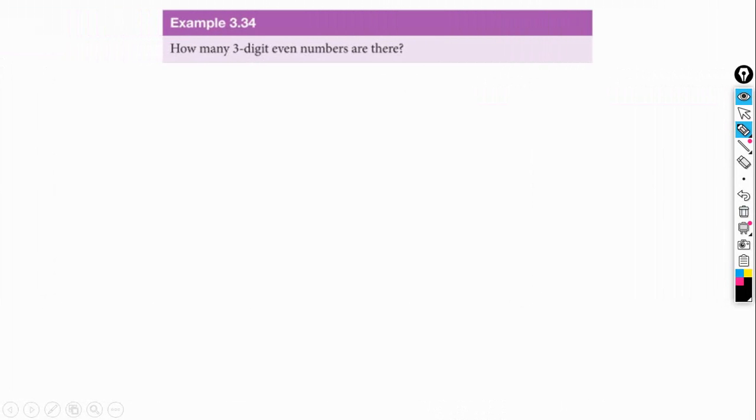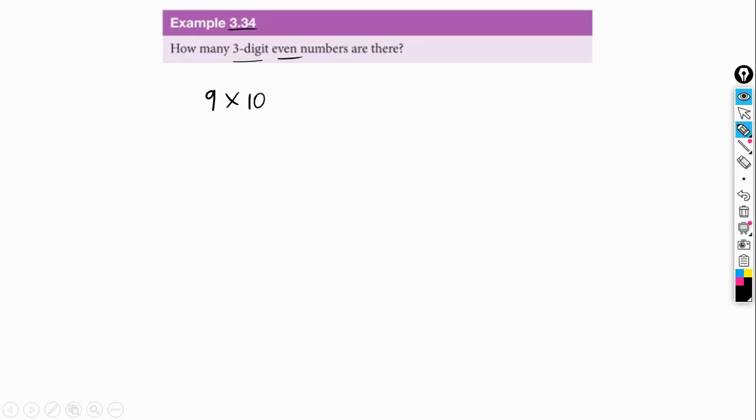So next we have example 3.34, and it says, how many 3-digit even numbers are there? So numbers with 3 digits. Now, if we think about the hundreds, which is going to be the first digit or the starting digit, then we would have 9 possibilities because no number starts with 0. For the second digit, we would have 10 different possibilities because we have 10 digits.